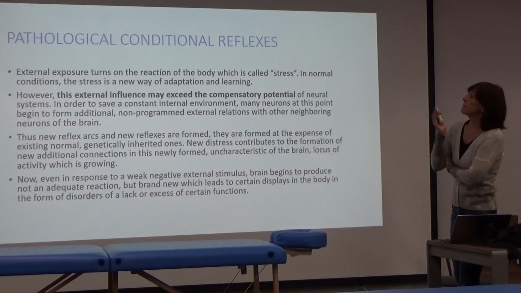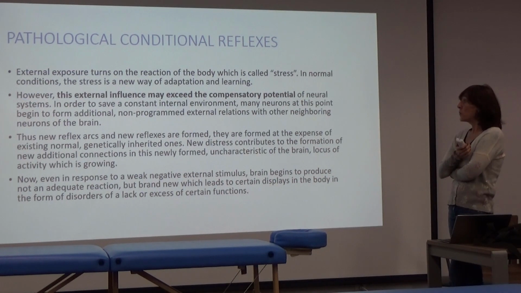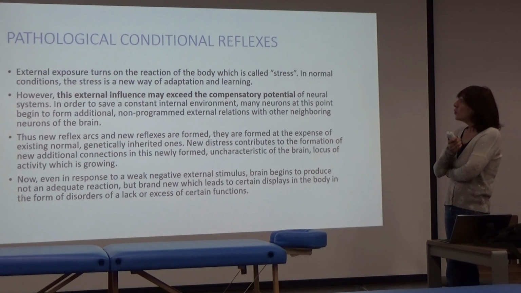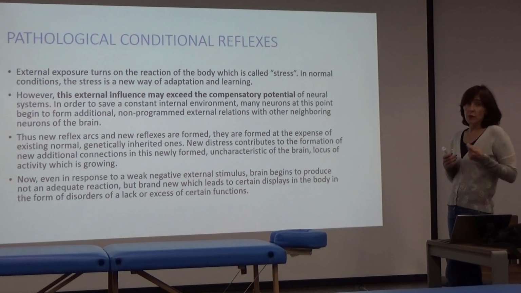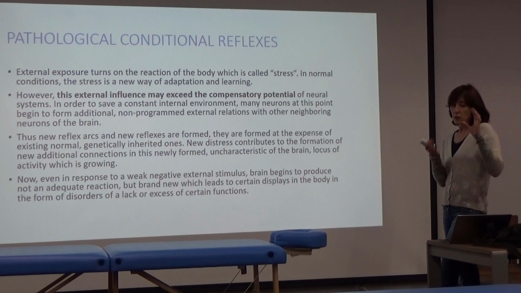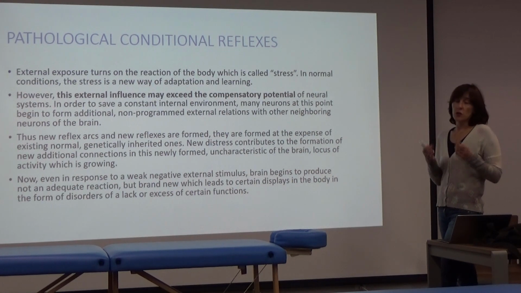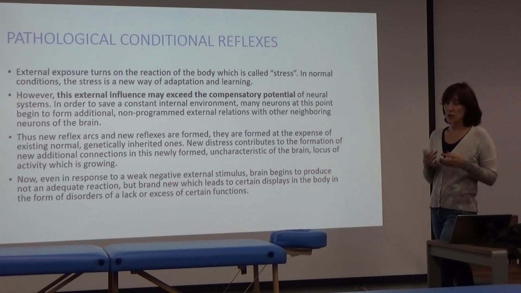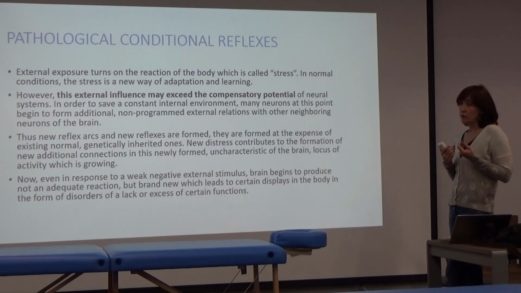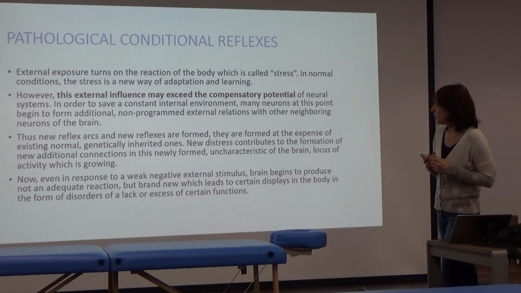Then, once the external exposure turns on the reaction of the body, which is called stress. In normal conditions, the stress is a new way of adaptation. So normally the stress is like an additional load to our nervous system. In new conditions, something changed, the central nervous system should change fast, adapt, and survive. But if the external influence exceeds the compensatory potential of the nervous system, then we're going to start to have a problem.